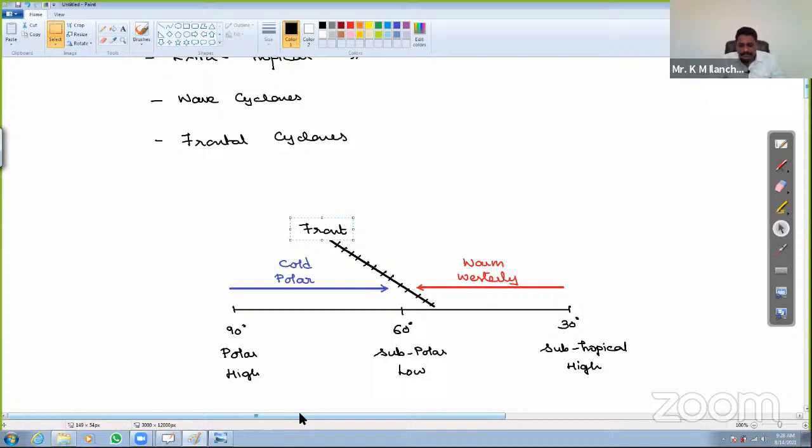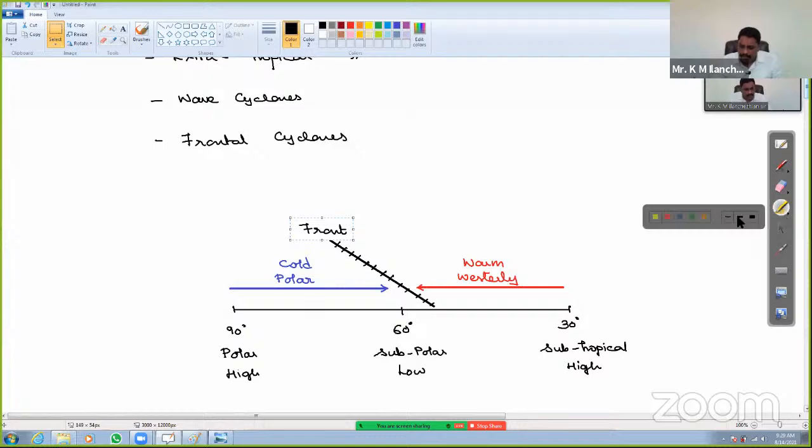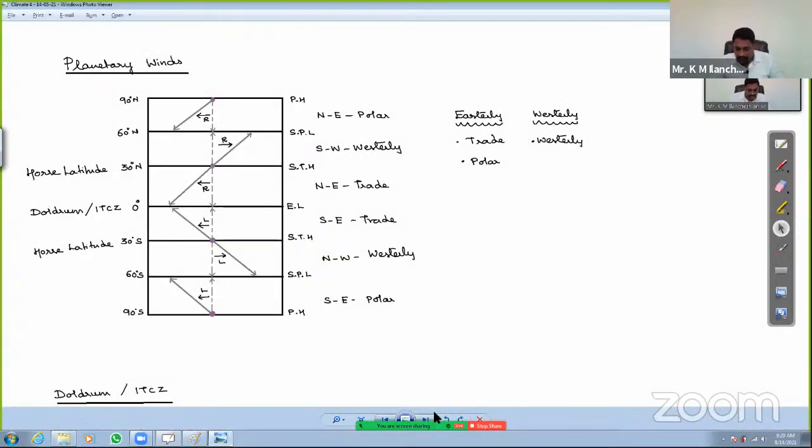Am I right? Now, my dear friends, if you want to extend the story, you can extend it. If you ask me what will happen to this warm westerlies, warm westerlies being less in density will start climbing over this polar front. Once it starts climbing, you know that anything which climbs will go for condensation. Condensation will be resulting in what? Precipitation. Am I right? My dear friend, if you remember, even yesterday's class we have seen that. Correct.